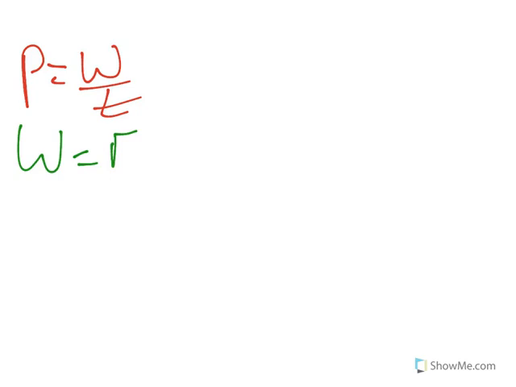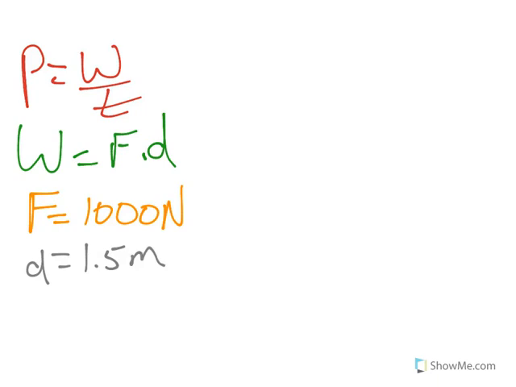Alright, that's 6, 7. The diagram shows a 1 times 10 to the third newton crate to be lifted at a constant speed from the ground to a loading dock 1.5 meters high in 5 seconds. What power is required to lift the crate? Okay, so power is equal to work divided by time. Work is equal to force times distance. So I know that the force is equal to 1,000 newtons. That's what 1 times 10 to the third is. And I also know that distance is equal to 1.5 meters. And I know the time is equal to 5 seconds.